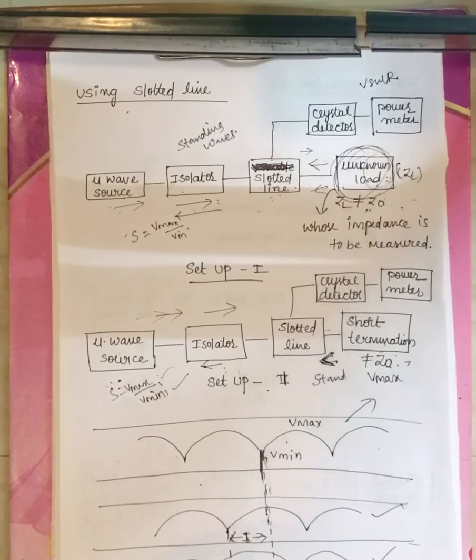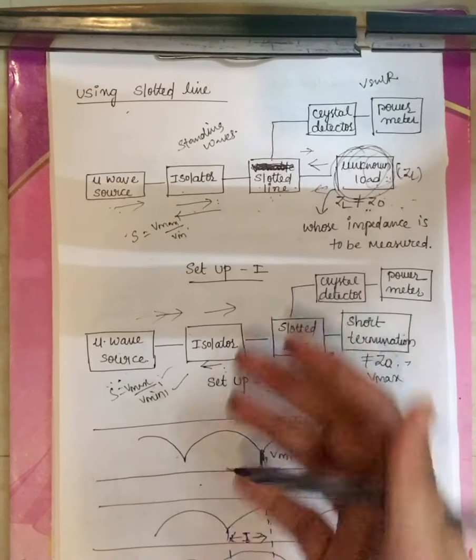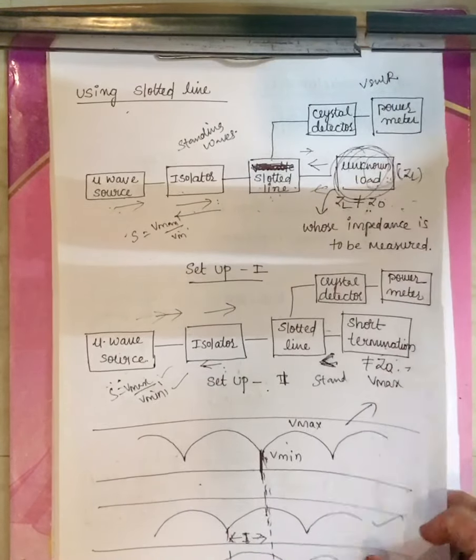Now using this data recording and a Smith chart, you can find the impedance, right? Now this is about the measurement of impedance using slotted line, right?